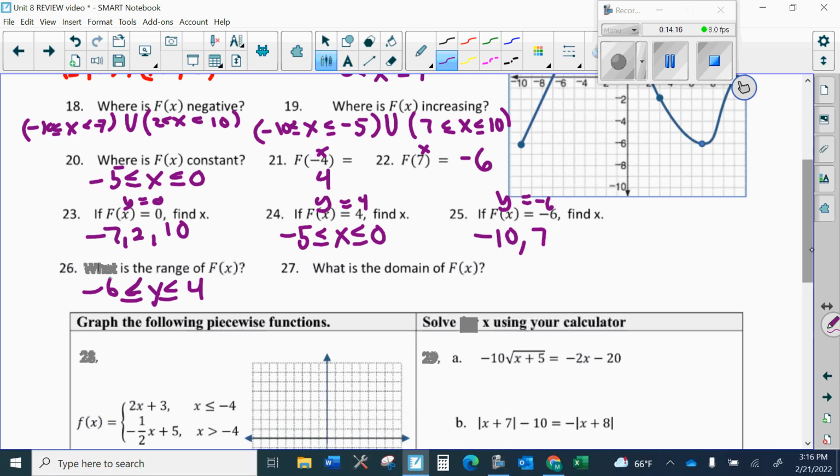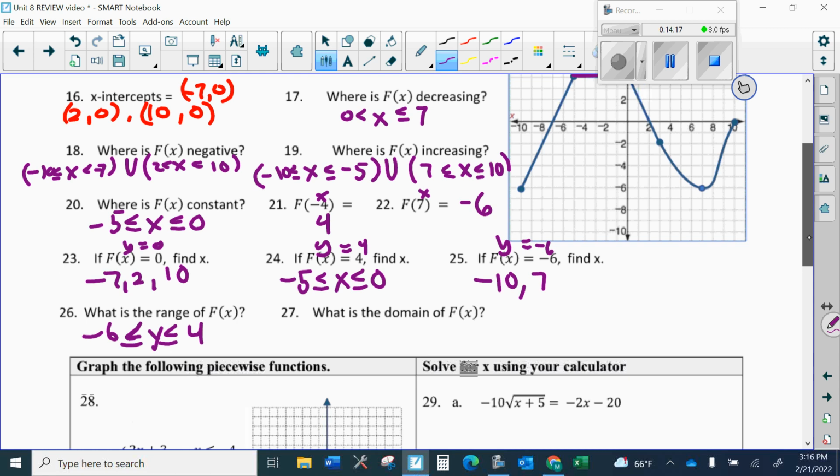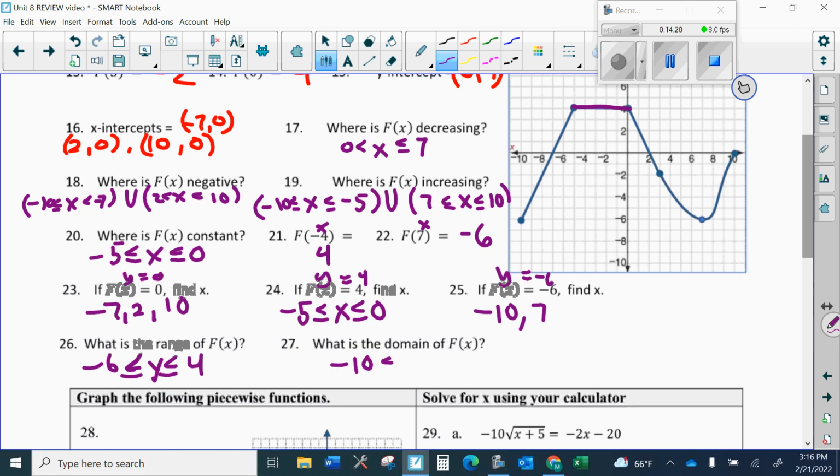What's the domain? It's all the x values. Starts at -10 and includes -10, and that's the x value, so you put x, and it goes all the way till +10.